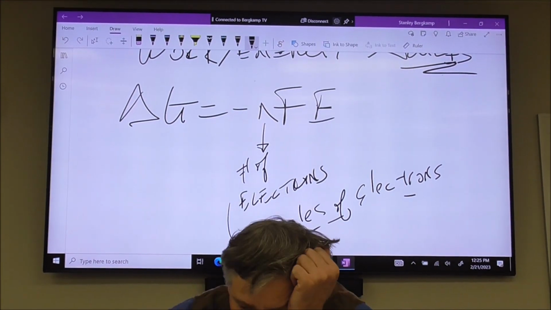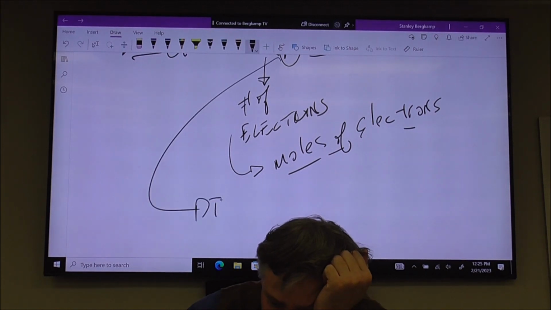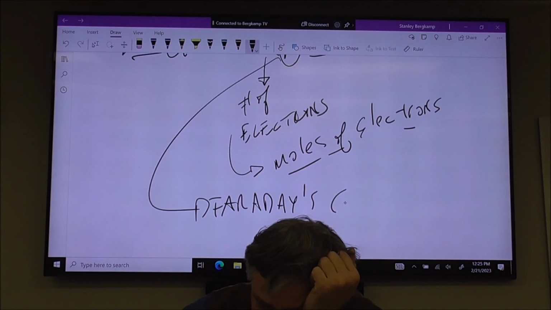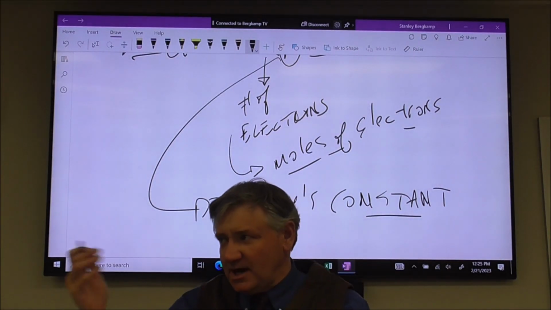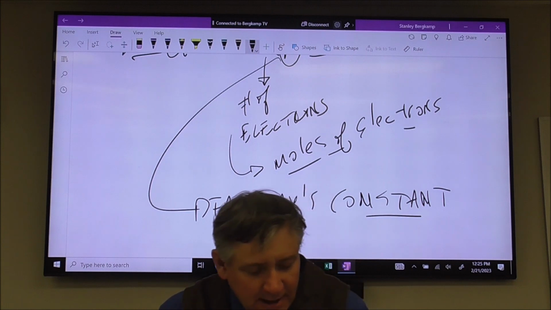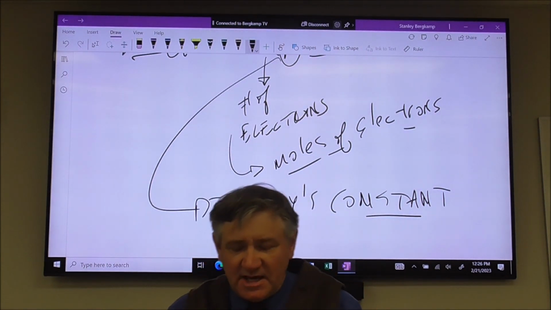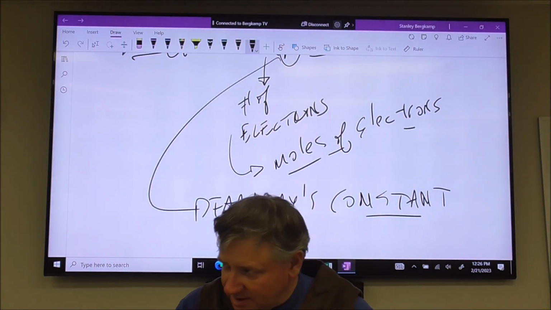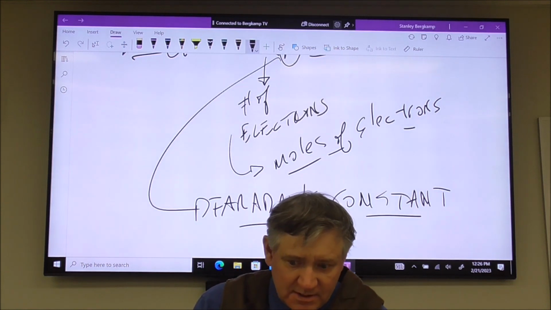F is known as Faraday's constant, named after Michael Faraday, an English chap, kind of a cool story. He actually grew up poor, was an apprentice to a bookbinder, and started hanging out with the science nerds in downtown London. They developed what's called Faraday's cage. There's a whole bunch of things that Faraday developed, even though he wasn't formally trained as a scientist. He did a lot of work with electricity.